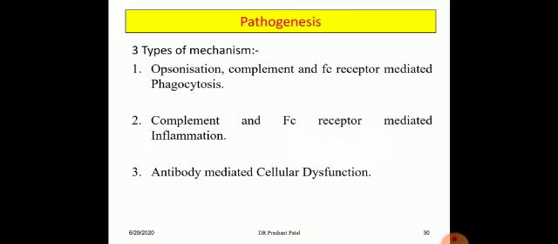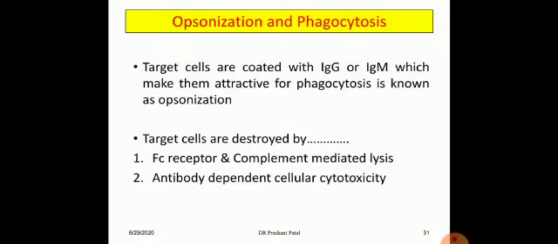Pathogenesis. There are three types of mechanism. First is opsonization, complement and Fc receptor mediated phagocytosis. Second mechanism is complement and Fc receptor mediated inflammation, and third one is antibody mediated cellular dysfunction. In opsonization and phagocytosis, target cells are coated with IgG or IgM, which makes them attractive for phagocytosis, and it is known as opsonization. And these target cells are destroyed by Fc receptor and complement mediated lysis and antibody dependent cellular cytotoxicity.